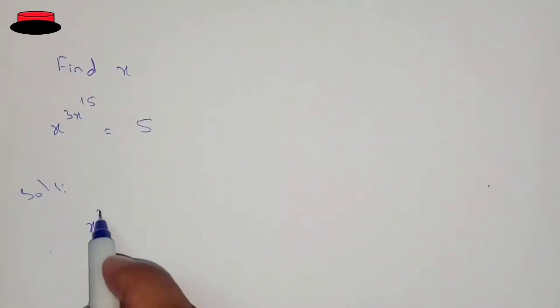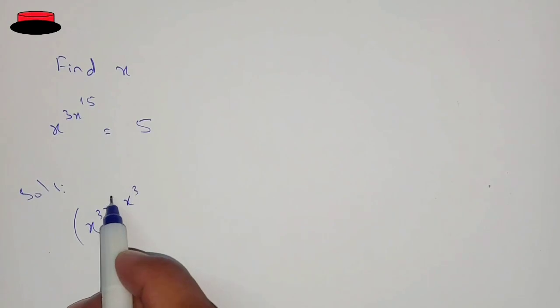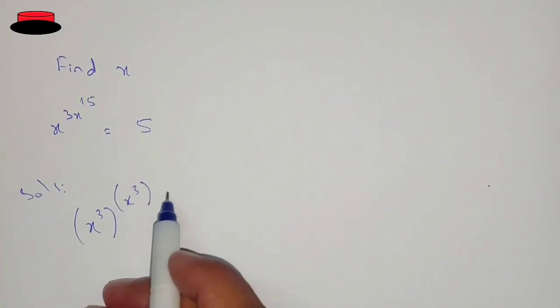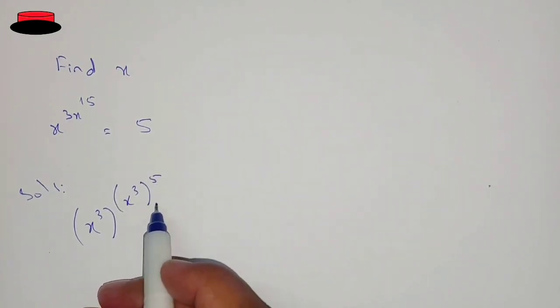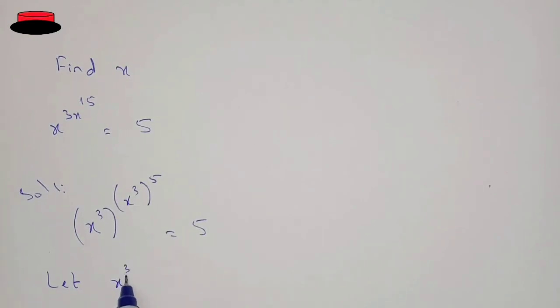In this video we have to find out the value of x. So we have the problem x^(3x^15) = 5. We can write x^(3x) as (x^3)^(x^3)^5 = 5. So let's suppose x^3 = z.